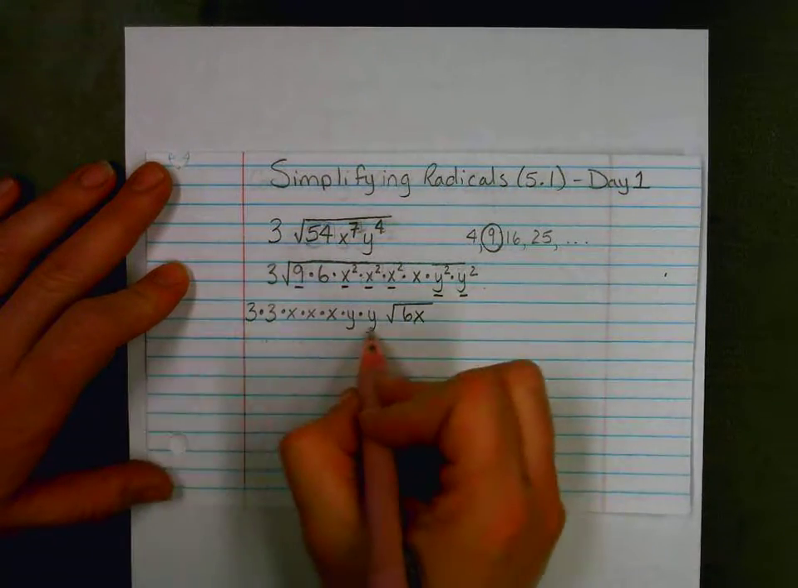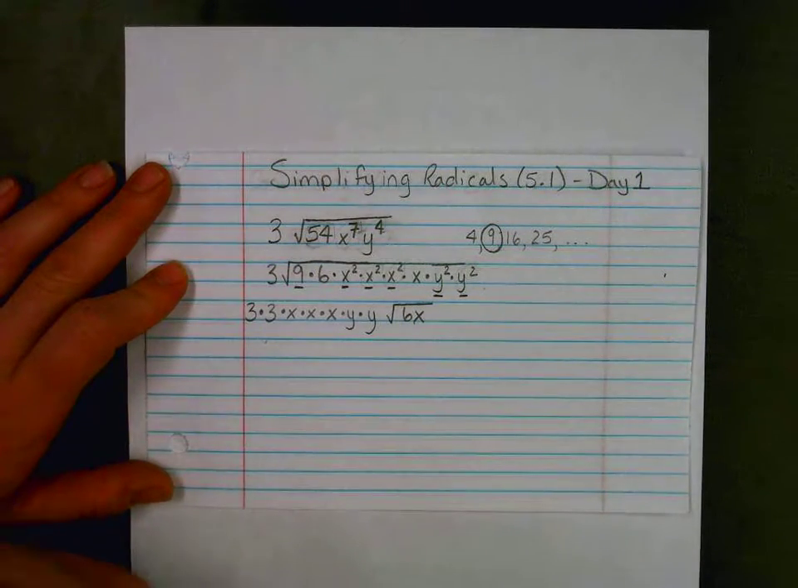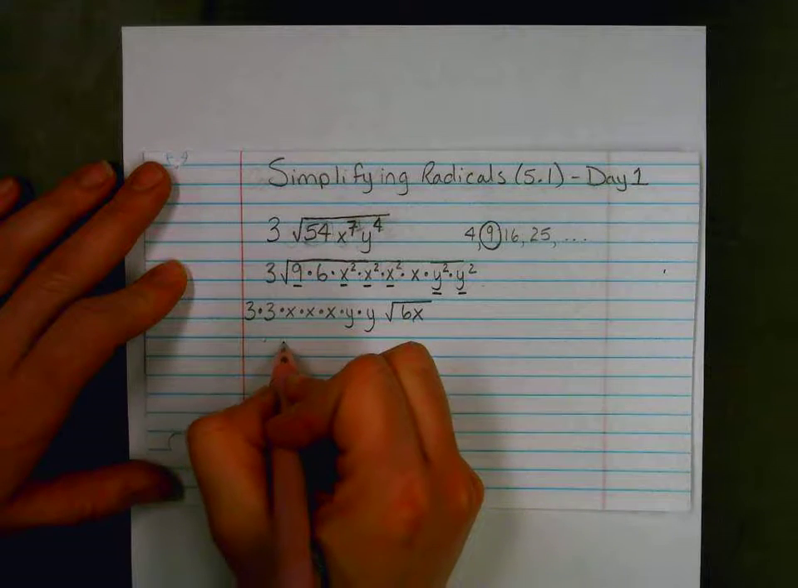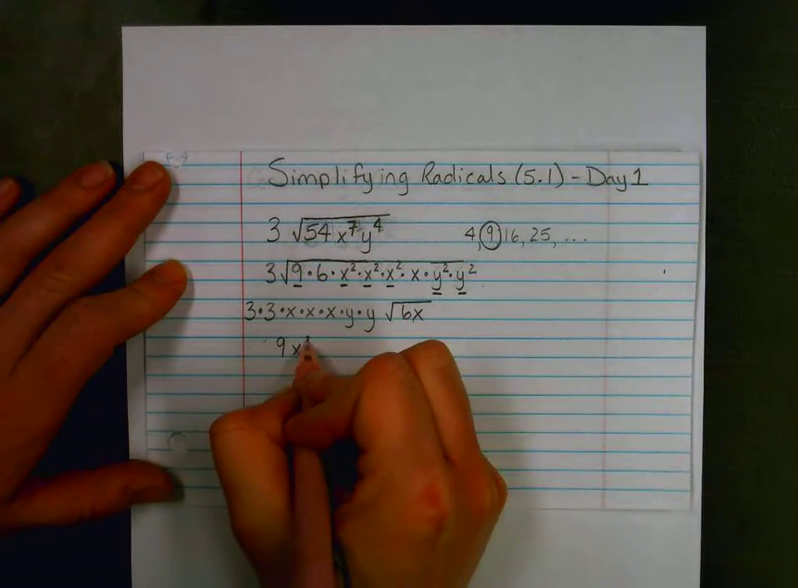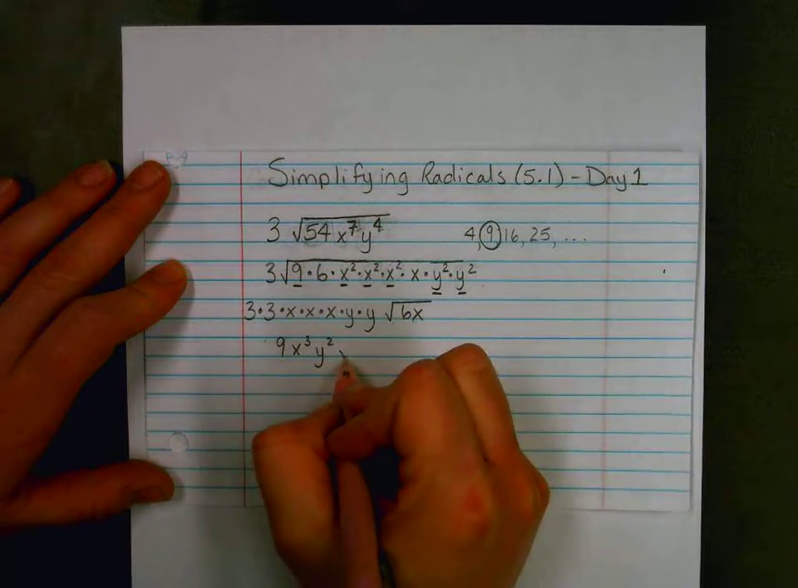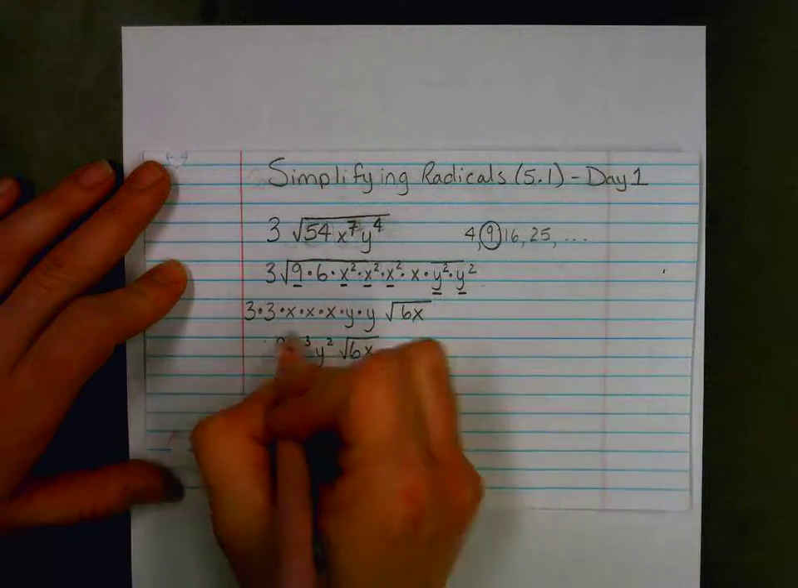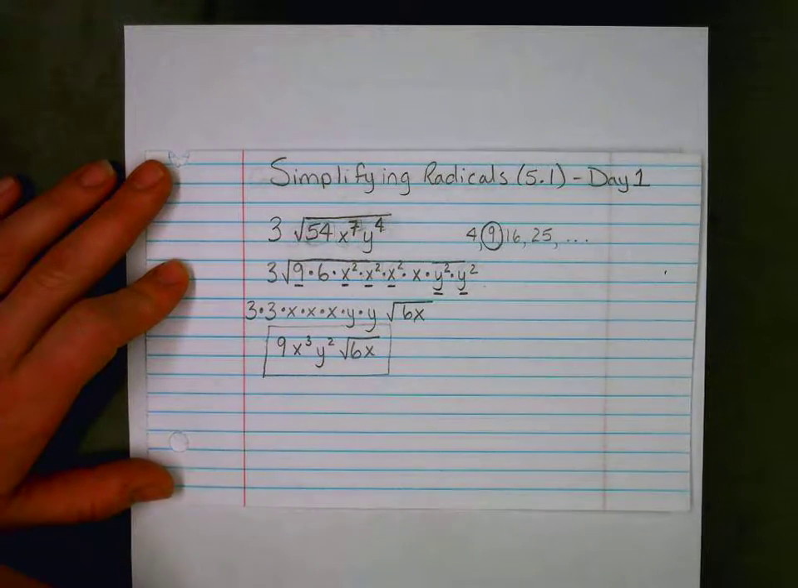So now I just want to simply simplify this expression outside the radical. So 3 times 3 would give me 9. X times x times x would give me an x cubed. Y times y is a y squared, and I'm left with root 6x. And this is how you would simplify radicals containing variables.